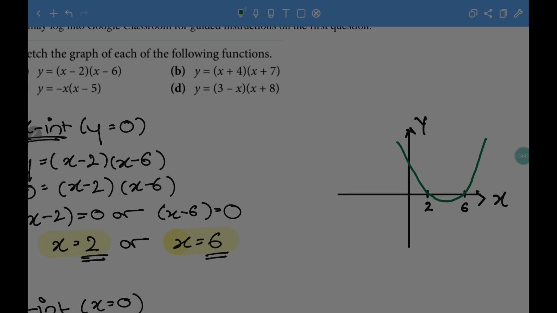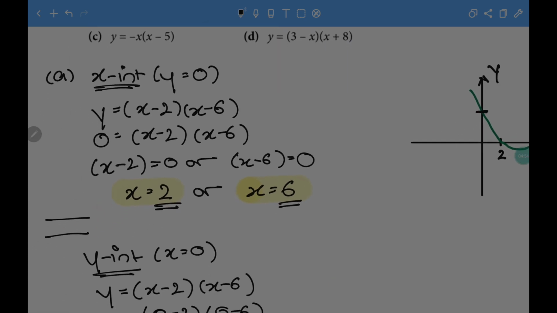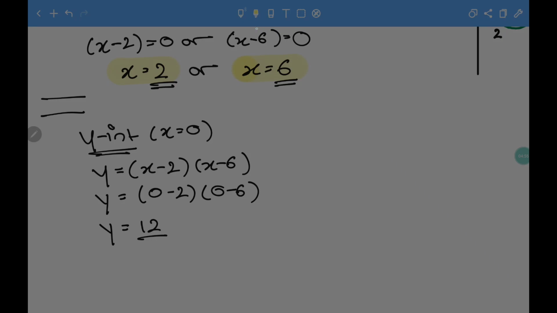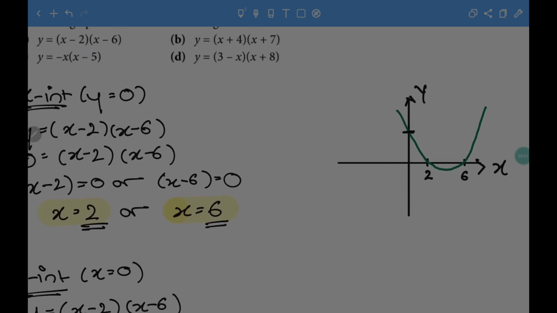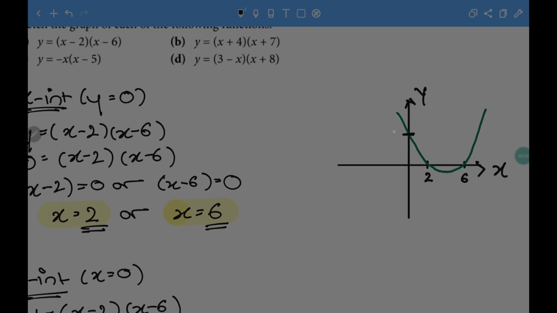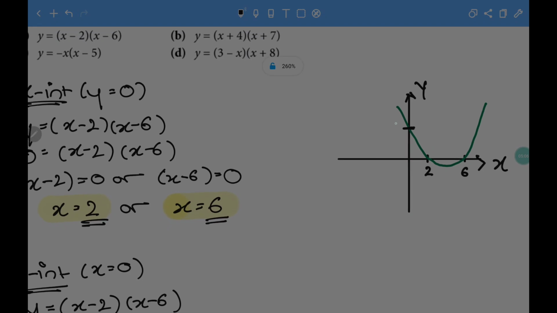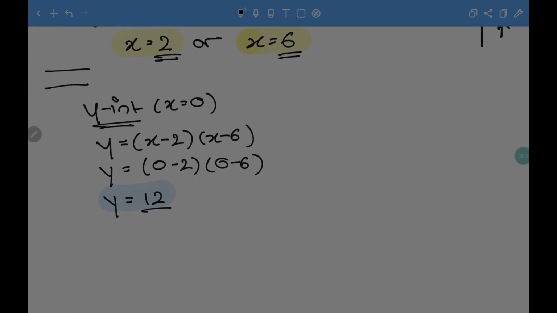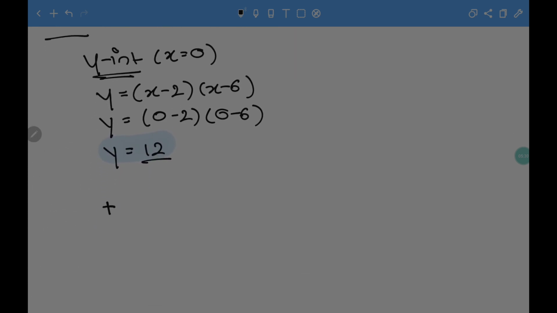The next thing I want to label will be my y-intercept here. My y-intercept, just now I've gotten it here, y equals 12, so I'm going to label it as y equals 12. One last critical point, the turning point. The turning point is the midpoint of 2 and 6. So let's find it now.